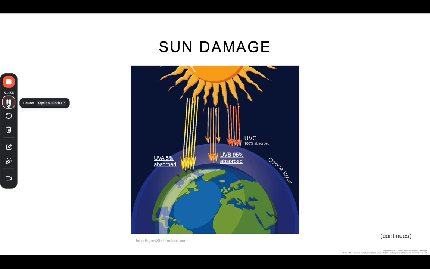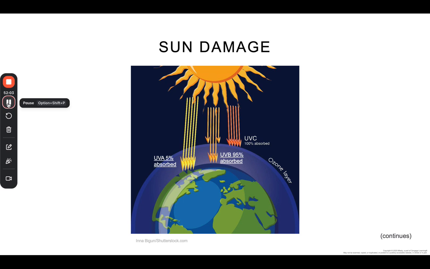UVB radiation, also known as burning rays, so the B stands for burning, causes burning of the skin as well as tanning, aging, and cancer. UV penetration is shorter than and not as deep as UVA. However, these wavelengths are stronger and more damaging and can also damage the eyes as well.